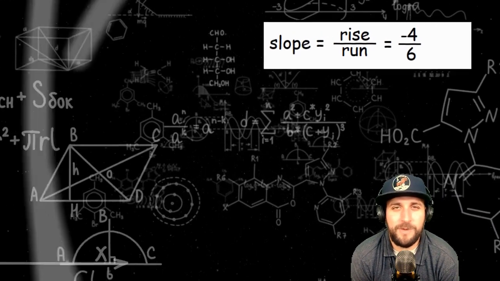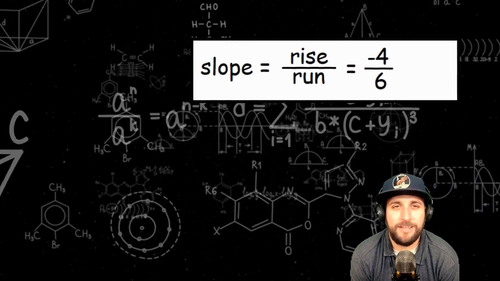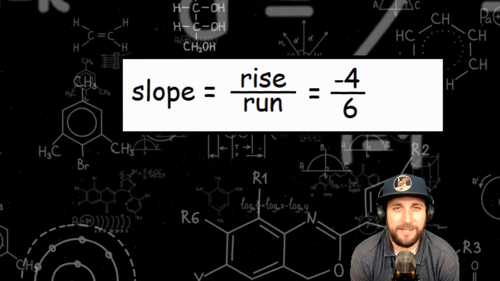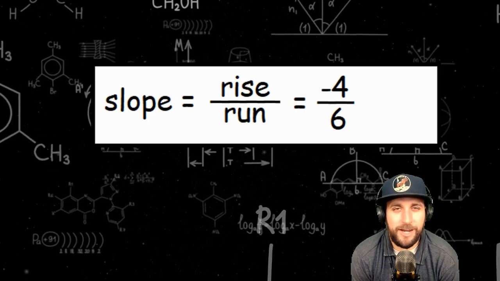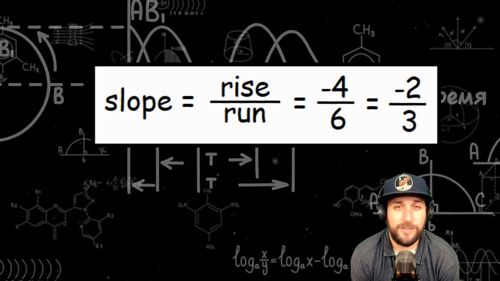We express our slope as a ratio, rise over run. In this one, my rise was -4 and my run was +6. So my slope would be -4 over 6. Slope should always be reduced if it's a fraction. So on example 1, my slope was -2/3.